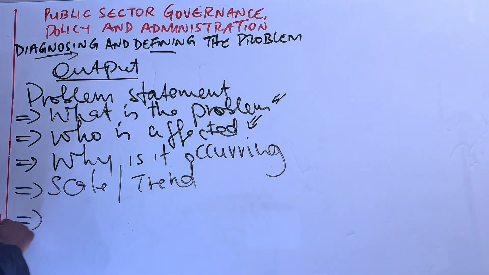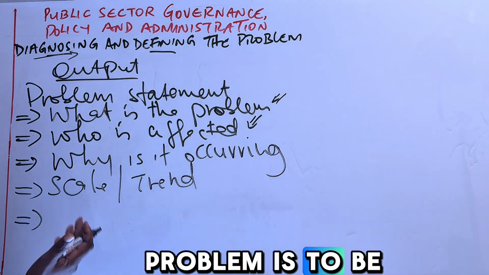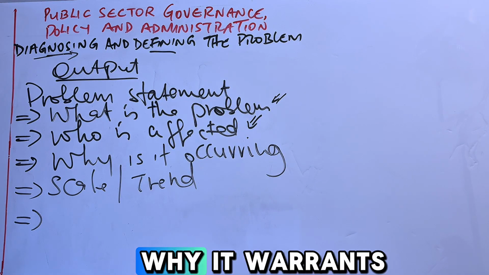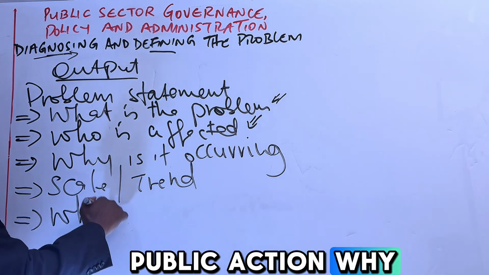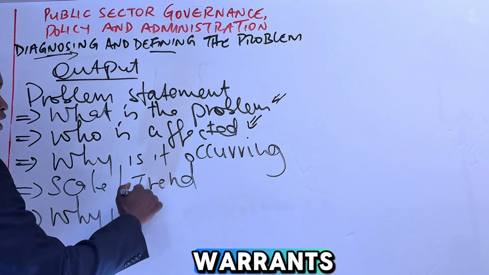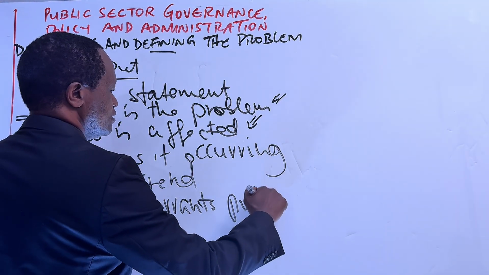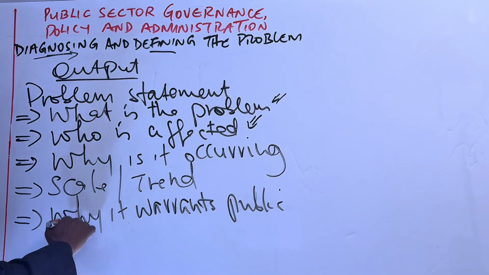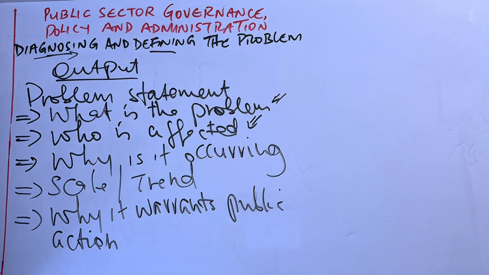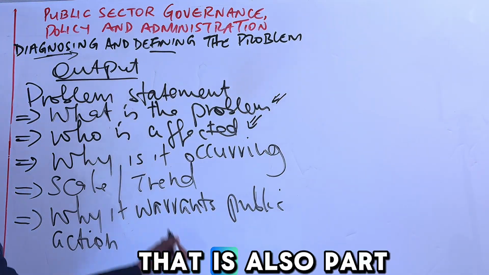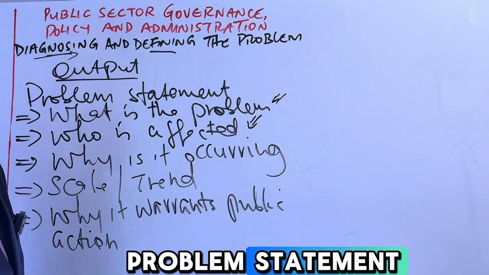Then lastly, there have to be reasons why the problem is to be addressed, why the problem warrants public action. Why should the government put in place measures to address this problem? That is also part of what you will find in a problem statement.